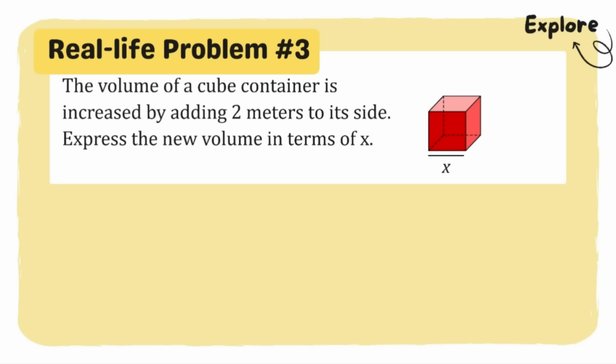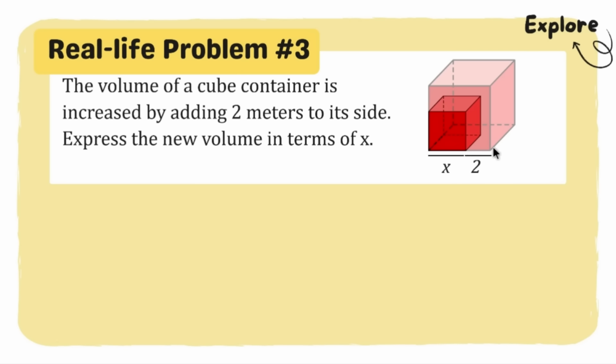Okay, to explore our third special product, let's have this word problem. Okay, let me read. The volume of a cube container is increased by adding 2 meters to its side. Express the new volume in terms of x. So if this is our first cube, madadagdagan po ng 2 sides on each side of this cube, kaya lalaki siya. Now, our task is to find the volume of this new cube.